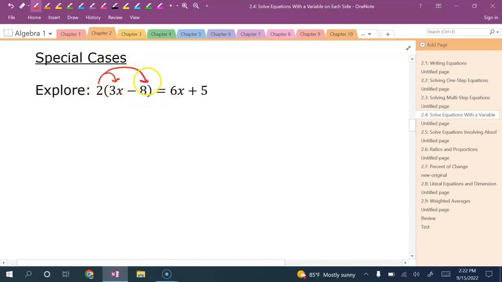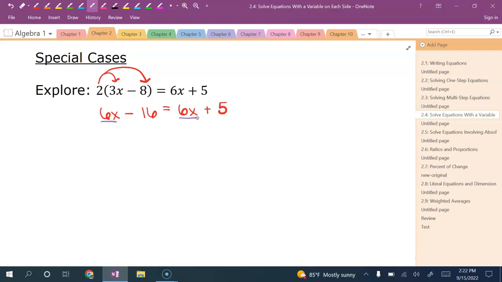So for this one, I'm going to start by distributing that 2 to get rid of those parentheses. And so it says 6x minus 16. And then bring down equals 6x plus 5. Now, right away, some of you may notice that there's a 6x here and there's a 6x here. But the x's are the same on either side of the equal sign.